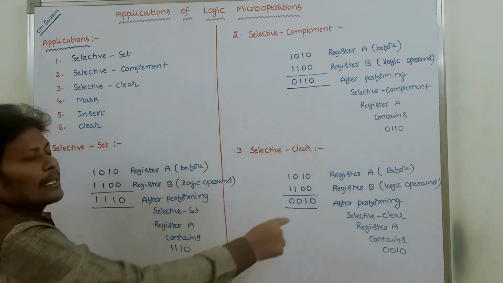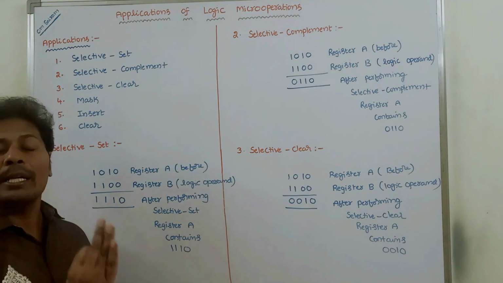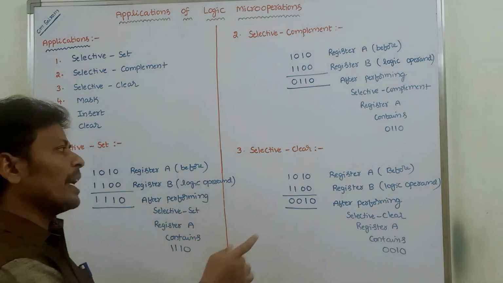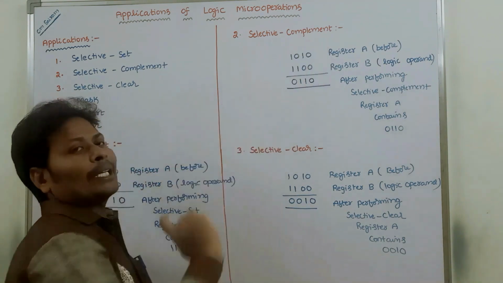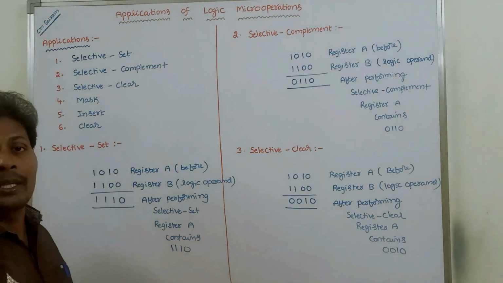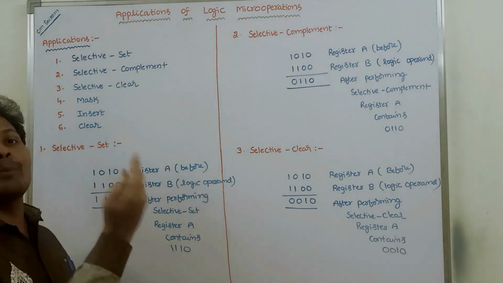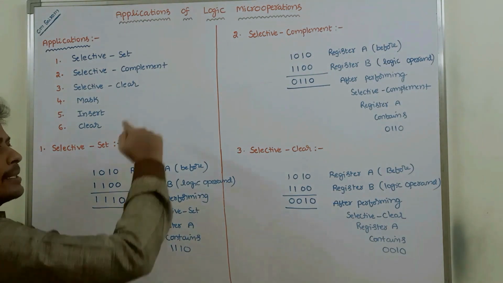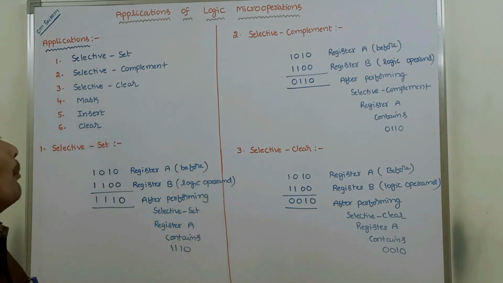By observing these three examples, we have to consider only bit 1 in register B. The corresponding bits in register A can be clear to 0 in selective clear operation, can be complemented in selective complement operation, can be set as 1 in selective set operation. In register B, any 0 bit is there, the corresponding bit in register A does not change. Okay, so these three operations. Next, we can go for fourth operation, so mask operation.